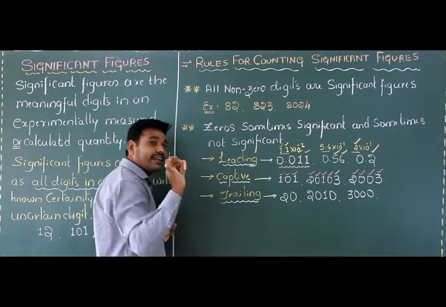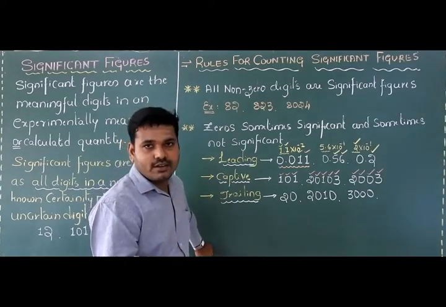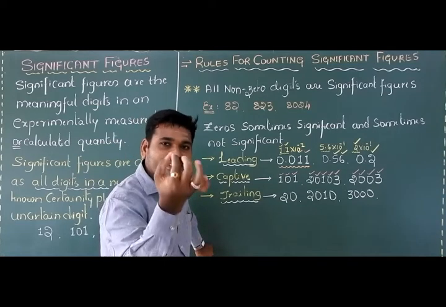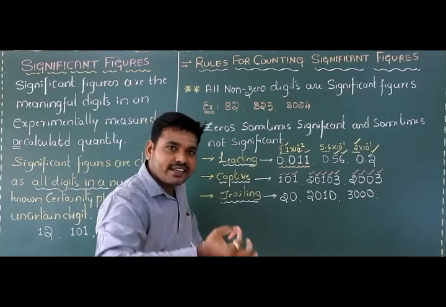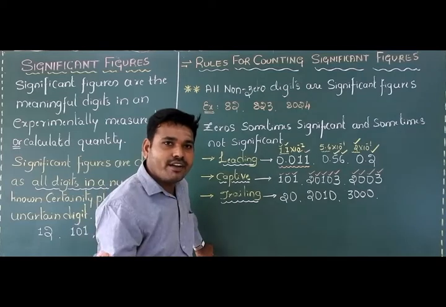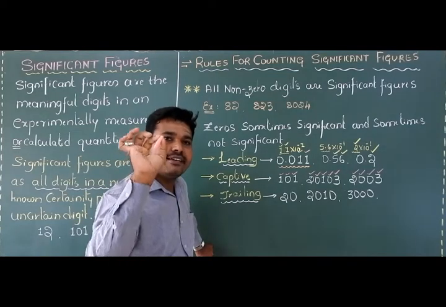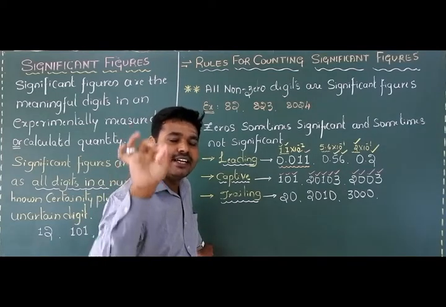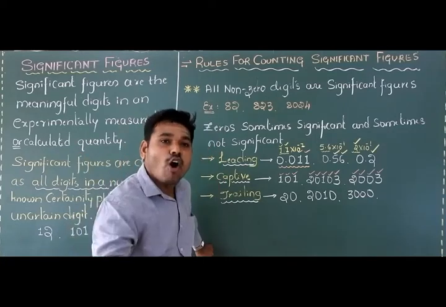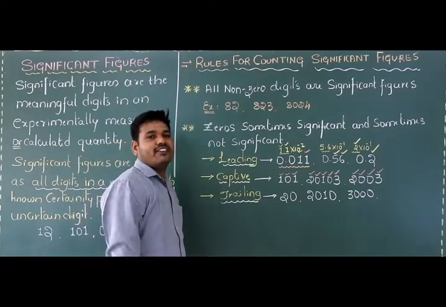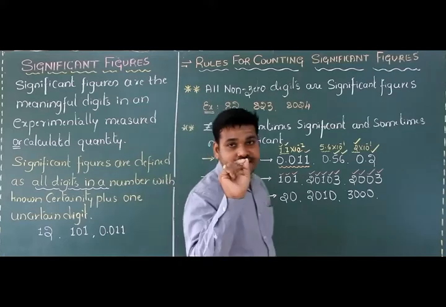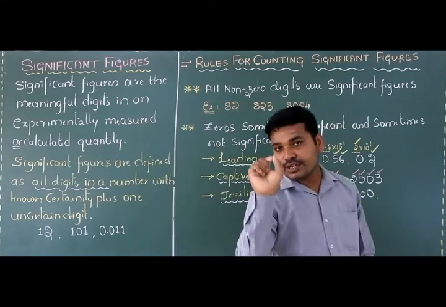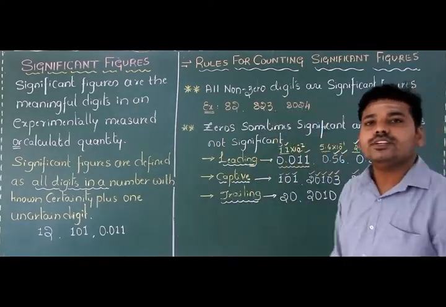And now, with the help of these two types of zeros, let us switch to the third category, that is nothing but the trailing zeros. The trailing zeros are the zeros which are present at the end of a number which does not contain a decimal point, and may or may not be counted as significant figures. Please listen to this third important type of zero.